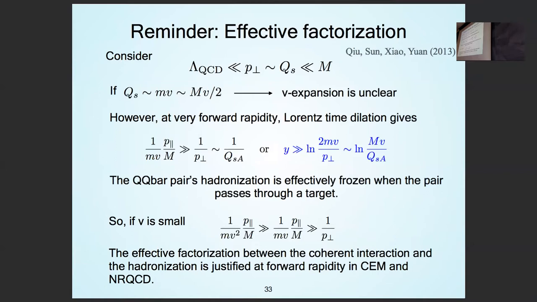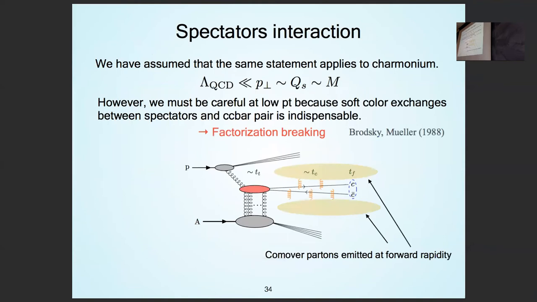Of course, in PT there is some higher twist effect, like Q_S over PT, something like that. So in this case, the velocity expansion is unclear. However, at very hard PT, Lorentz time dilation helps, so we can effectively separate the hard scale from the hadronization scale. So as far as we stick to forward rapidity, the velocity expansion seems good in the color evaporation model and in NRQCD. So we have assumed this velocity expansion so far for charmonium production and J/psi and Upsilon production.